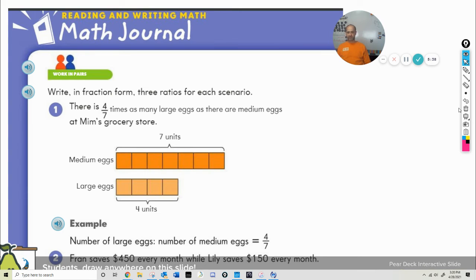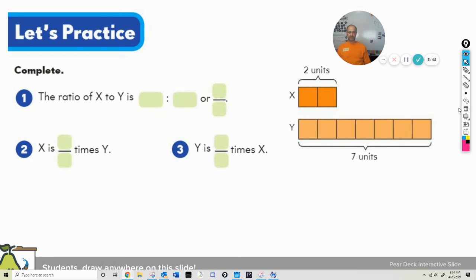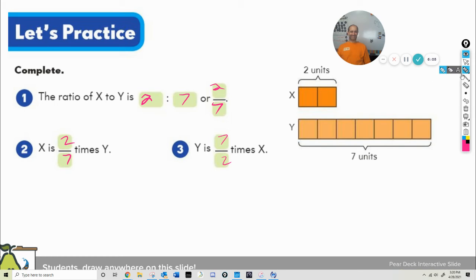Oh, you can write your own fraction forms for these scenarios. Okay, that's your pairs or partner work. Okay, practice. The ratio of x to y is, well, hey, look how many x's there are. 2. How many y? There is 7, or 2/7. X is 2/7 times y, or y is 7/2 times x. Right? You like that? There you go.